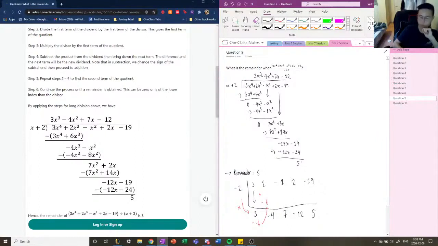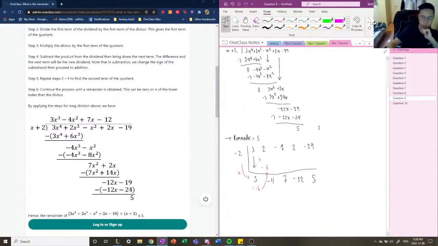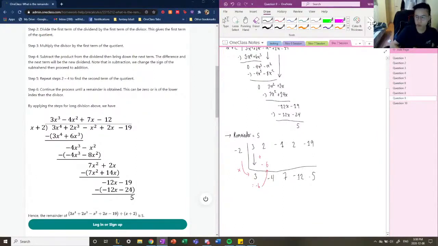Okay, so how do we read this now? The last digit that we get is going to be our remainder. If this digit is equal to 0, then we know that this is a solution, or this is a 0 of our polynomial. But if we have a remainder here, then this is in fact not a solution. So this is our remainder. We'll just box this off and label it r.